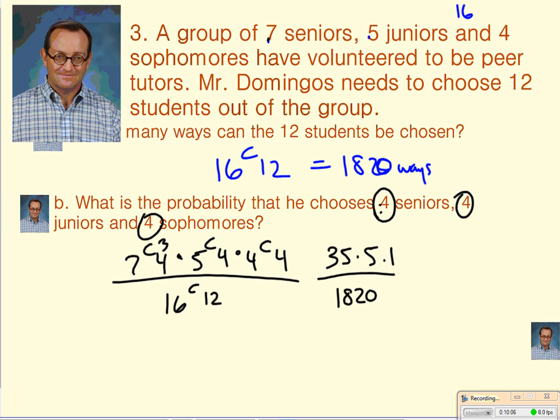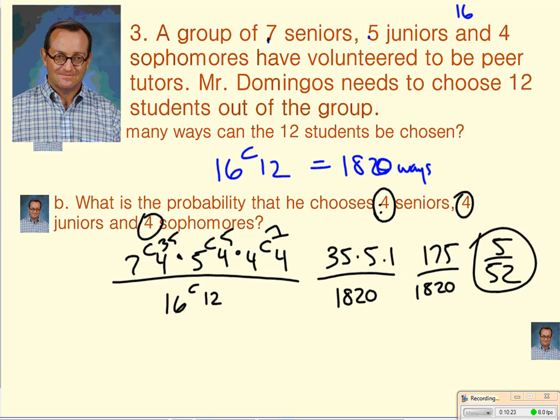So 7 choose 4 is going to be 35. 5 choose 4 is going to be 5. 4 choose 4 is going to be 1. So I end up with 35 times 5 times 1, which is 175 over 1820, which is going to be 5 out of 52. There's your probability right there.